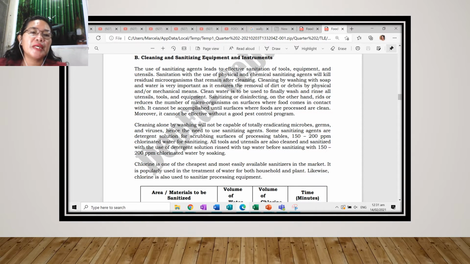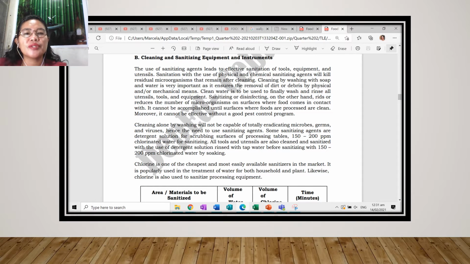Okay, so letter B, that is cleaning and sanitizing equipment and instruments. The use of sanitizing agents leads to effective sanitation of tools, equipment, and utensils. Sanitation with the use of physical and chemical sanitizing agents will kill residual microorganisms that remain after cleaning.